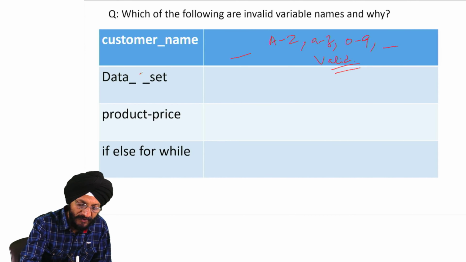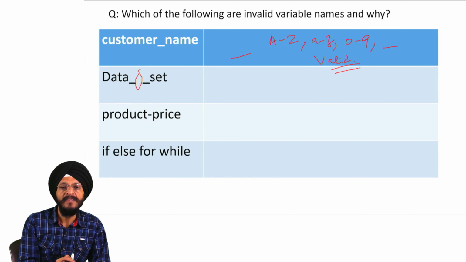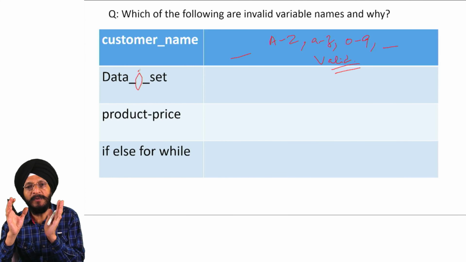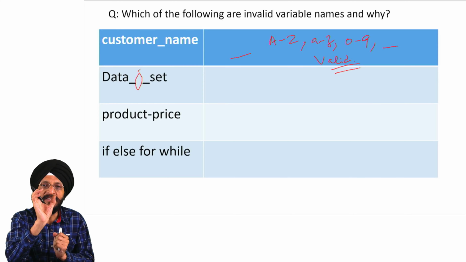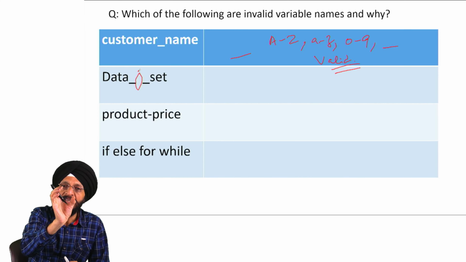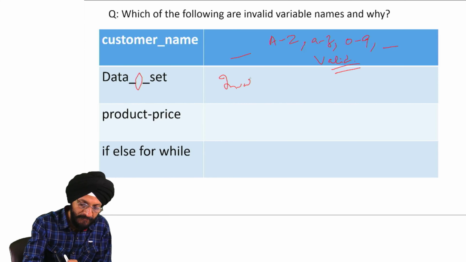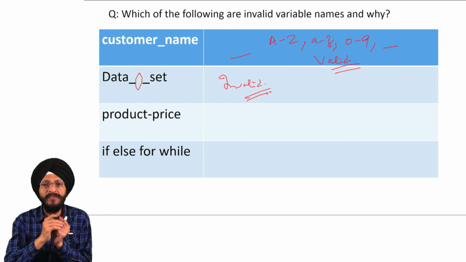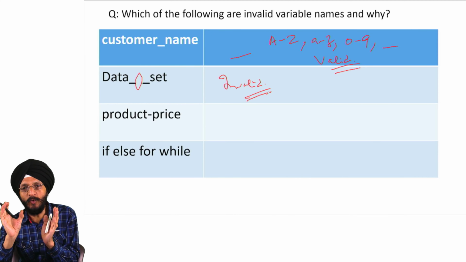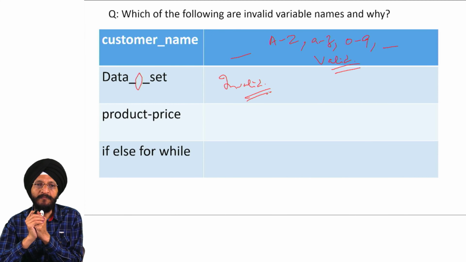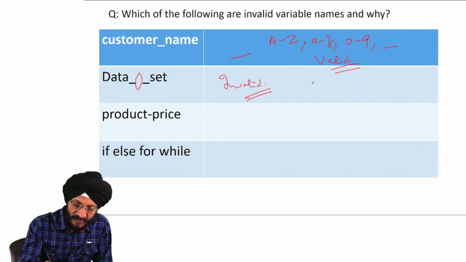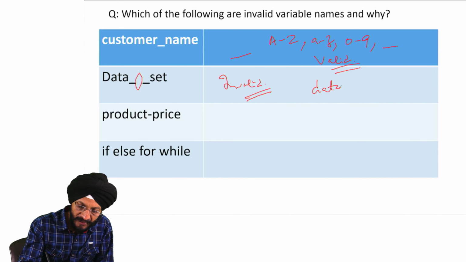Now the next is data followed by two underscores and then set, data__set. But here you will find that there is a space in the variable name. As per the variable naming convention, there cannot be a space in between the variable name. So here it is invalid. Further, it is not recommended to use the underscore twice in the variable name. The valid variable name can be data_set.